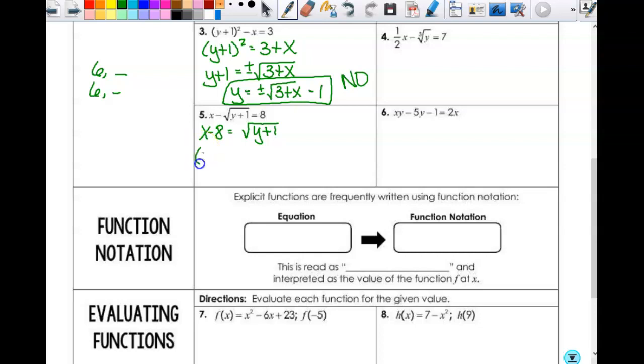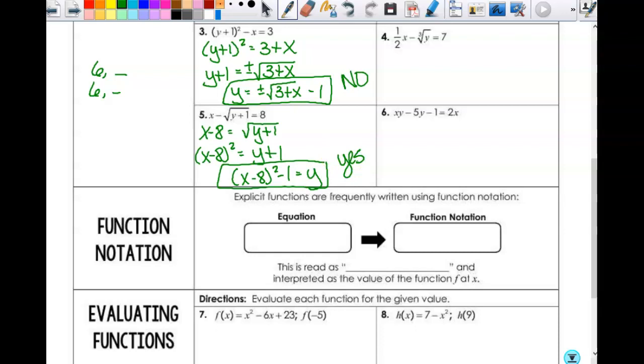Square both sides. So I'm going to get x minus 8 squared equals y plus 1. Now I don't have to square. Okay, so I need to subtract my 1, and I'll get x minus 8 squared minus 1 equals y. There is your equation. Is that a function? Yes. If I graph that, what is it going to look like? Parabola. So this is a yes.